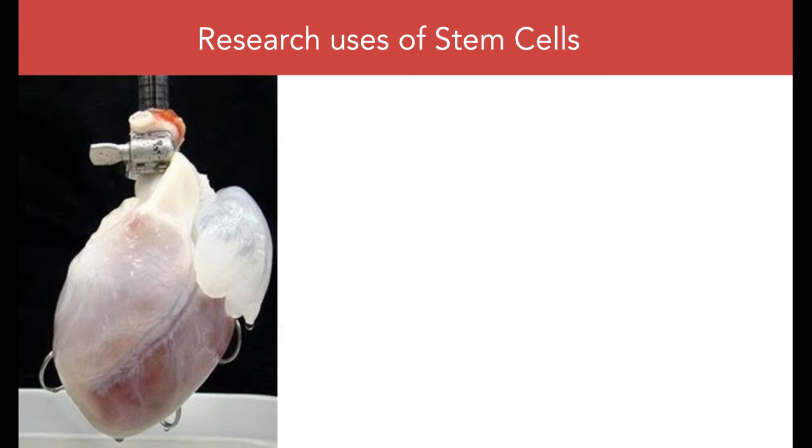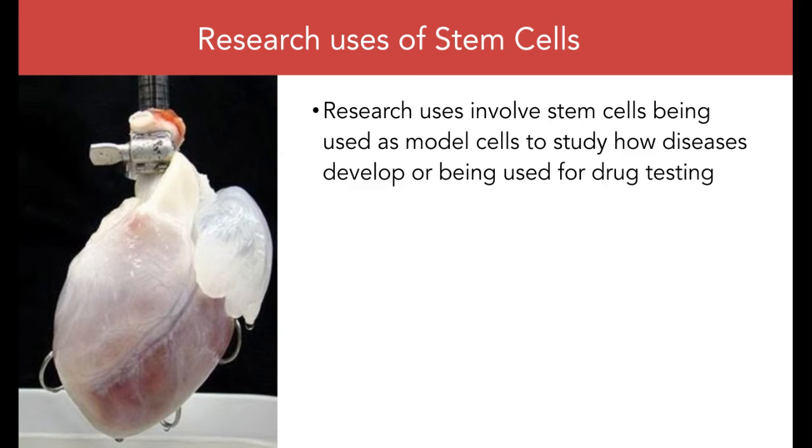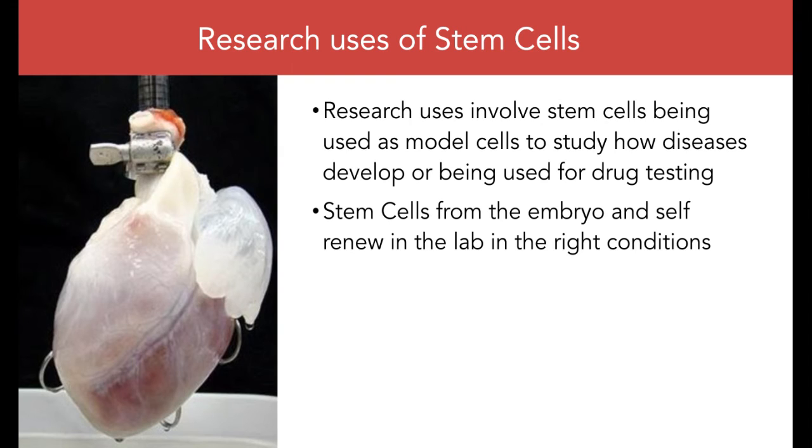If you're asked a research use, then don't talk about treatments. Research use is when we take the actual stem cell and we use it as what we call a model cell. So that's a cell that we can do things with. Now we can use that model cell to study how diseases develop. Or we can use that model cell to test drugs, to see how the drug enters the cell, if it's uptaken well, how that actually works at molecular level.